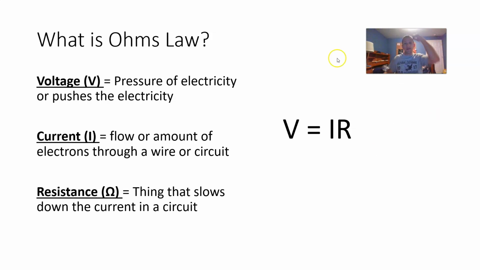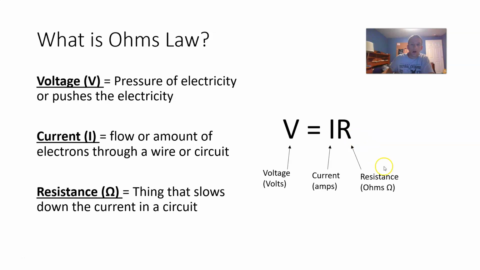So V equals IR. This is Ohm's law. Now, V is for voltage, and that is measured in volts. That's kind of an easy one. The next is I, that is current, and that is measured in amps. R is resistance, and that is measured in ohms. You also see the little horseshoe shape, or omega. That would mean resistance whenever you see that.